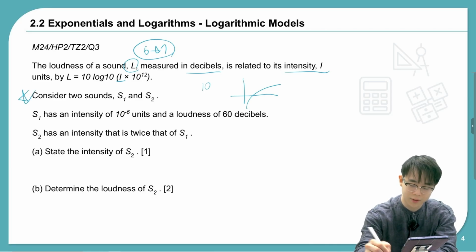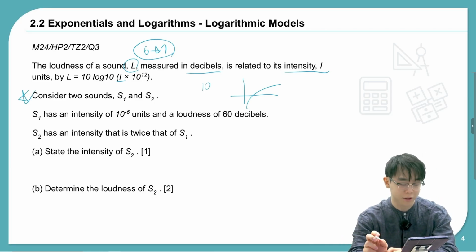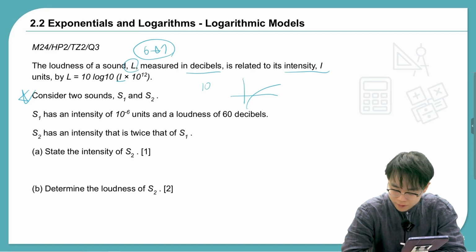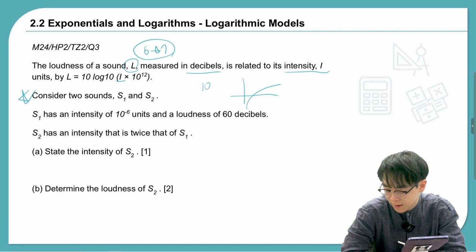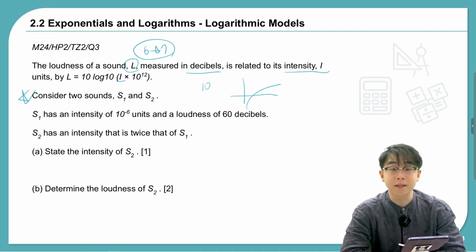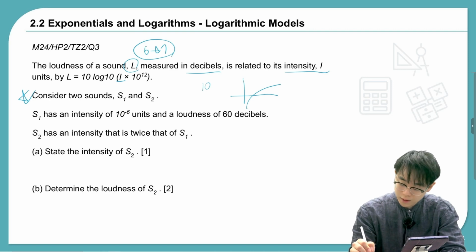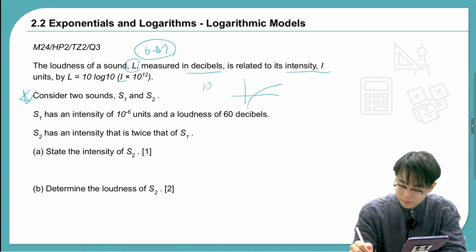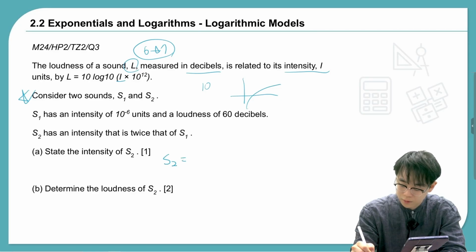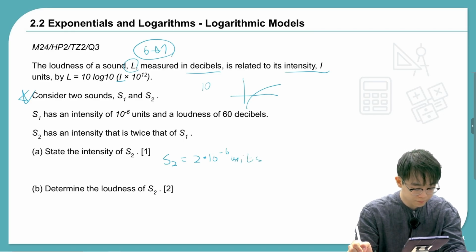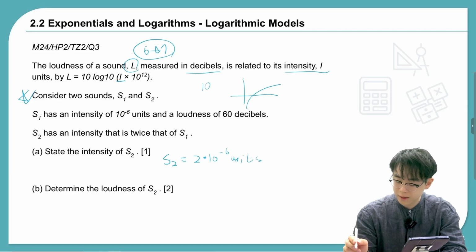But all we need to do here is just plug everything into our functions. We have S1 having an intensity of 10 to the negative 6 and a loudness of 60. And S2 has an intensity that's twice that of S1. So let's find the intensity of S2. S2 is simply going to be 2 times 10 to the power of negative 6 units.